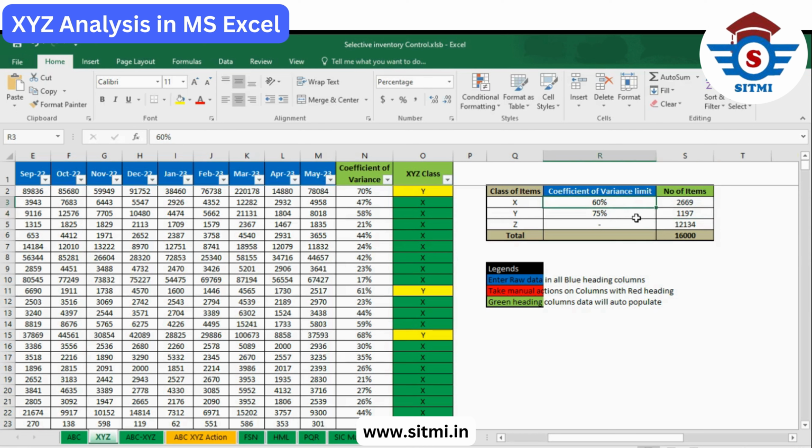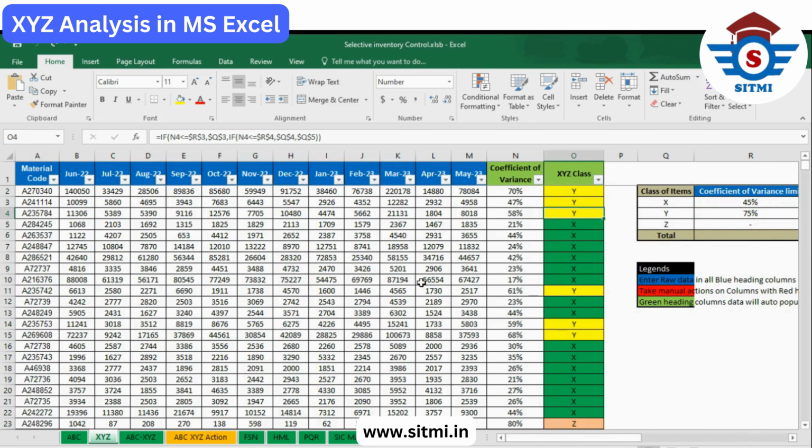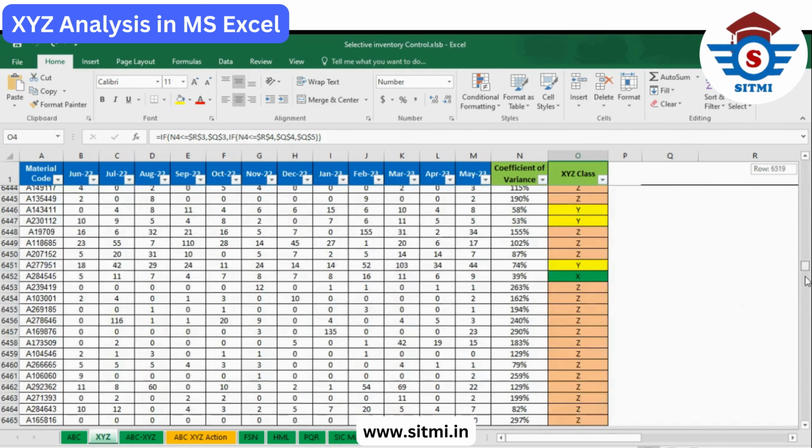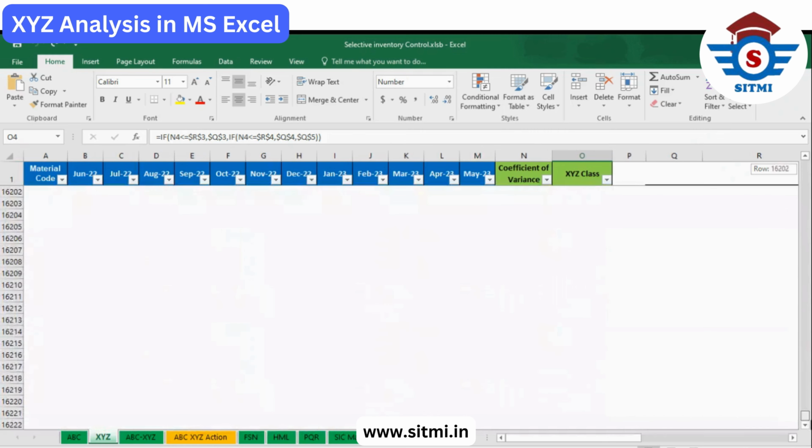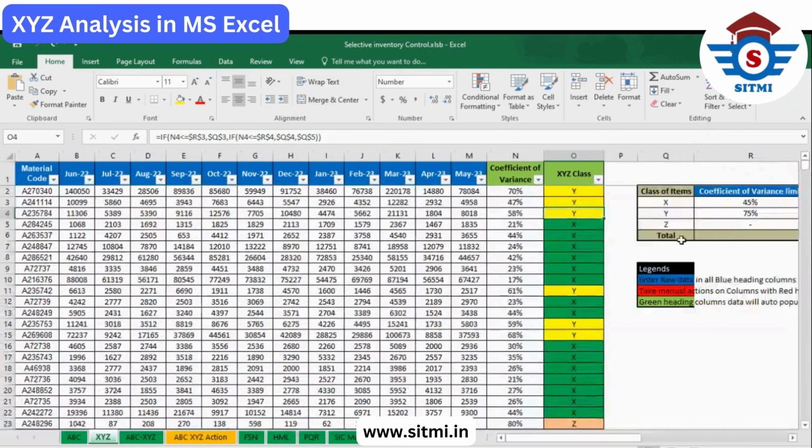If I consider 60% for the X category, then it increases the order number count for the items. Now I will put it back as it was, at 45%, and let's see. This is the entire result of the XYZ analysis, populating all X, Y, and Z categories of the products in your Excel template. It tells you that X category products are those whose demand is very stable.